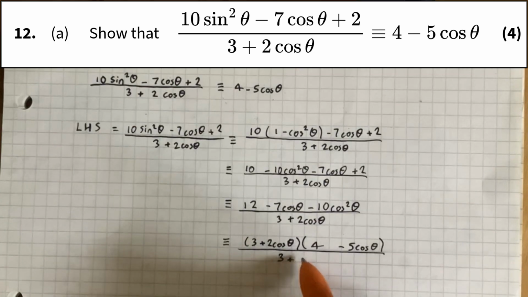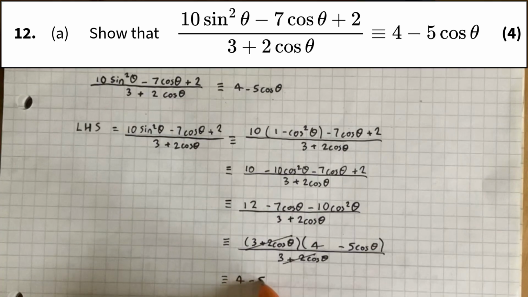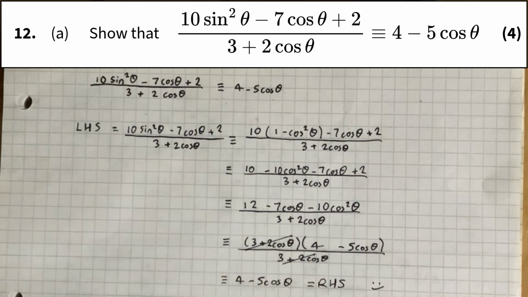This is still divided by the same denominator, but this is perfect because these denominators and numerator will just cancel right out. So this is equal to 4 minus 5 cos theta, which is the right-hand side. Therefore, left-hand side equals right-hand side. Identity is proven.